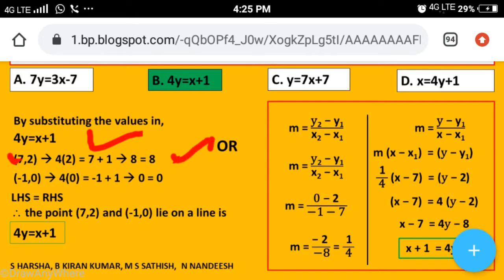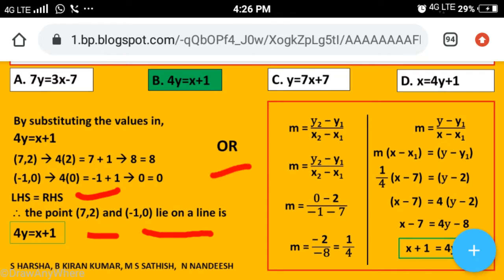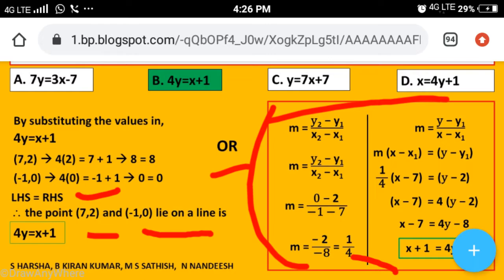So therefore it gives LHS equals RHS. Similarly in the second coordinate, that is (minus 1, 0), when we substitute that in equation B, that is 4y equals x plus 1, it also gives the same solution. In both cases, left hand side equals right hand side. So therefore the points (7, 2) and (minus 1, 0) lie on the line 4y equals x plus 1. Okay, that is a simple one. Just substitute the values and check whether the left hand side equals the right hand side or not. Otherwise we have one lengthy step here. Okay, no need of that.